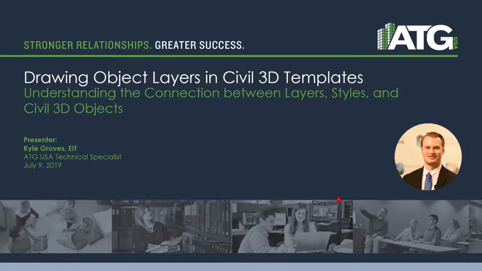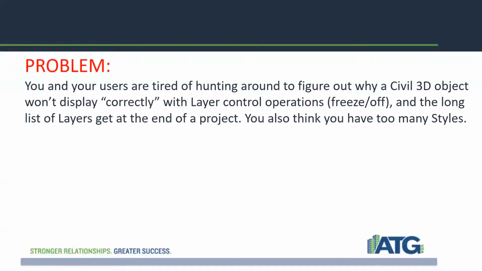So with that, what is the problem that we're trying to solve? Well, really, it's the fact that you or your users are tired of hunting around to figure out why a certain Civil 3D object isn't displaying correctly. You try and freeze it, you try and thaw it, and it's still there, and it's not doing what you want. At the end of your project, you may notice that you've got a really long list of layers that has something to do with the name of an object that got created at some point in time. And as far as the styling and things are concerned, you might have a ton of styles in your template, and you might be wondering yourself whether or not they all have to be there.